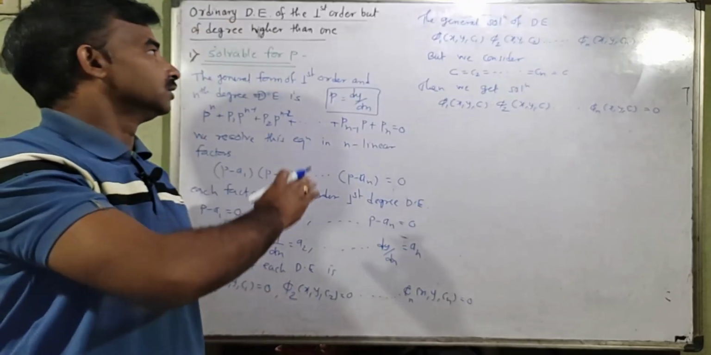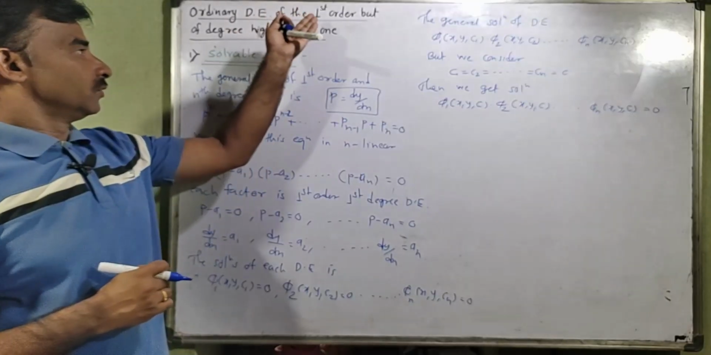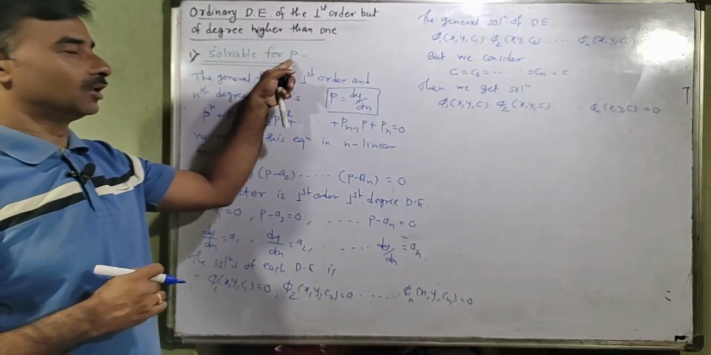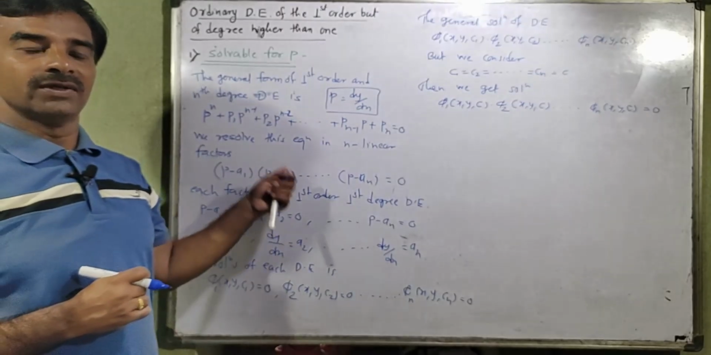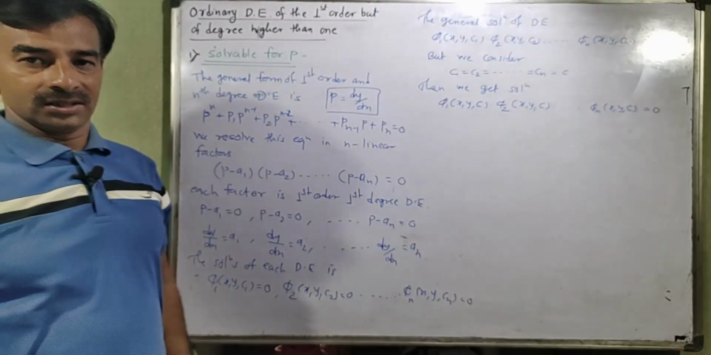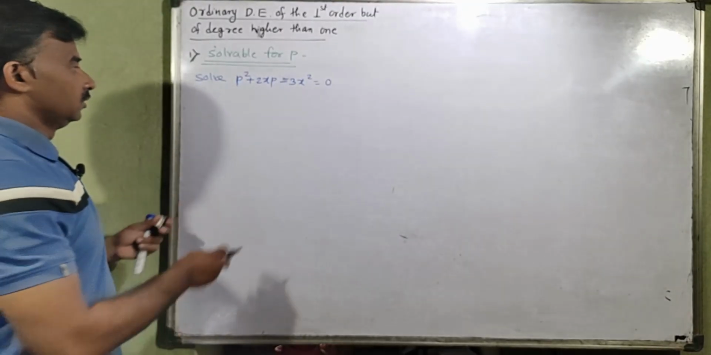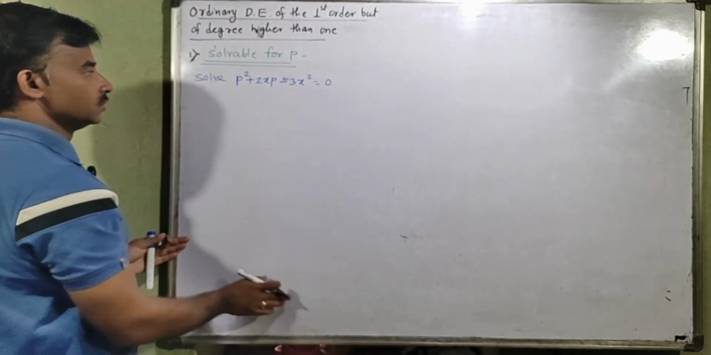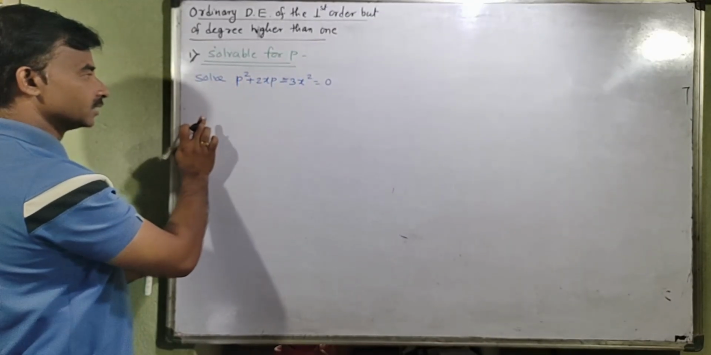According to that method, we solve the differential equation of first order and degree higher than 1 for particular p. That means p is nothing but dy by dx. We are going with one example related with that, solvable for p. Okay, we solve this differential equation: p square plus 2xp minus 3x square is equal to 0, and it is solvable for p, where p is nothing but dy by dx.